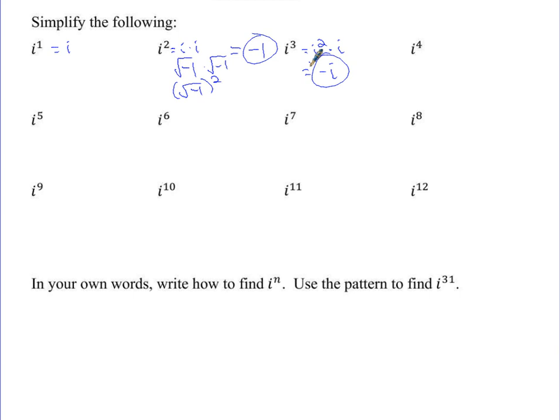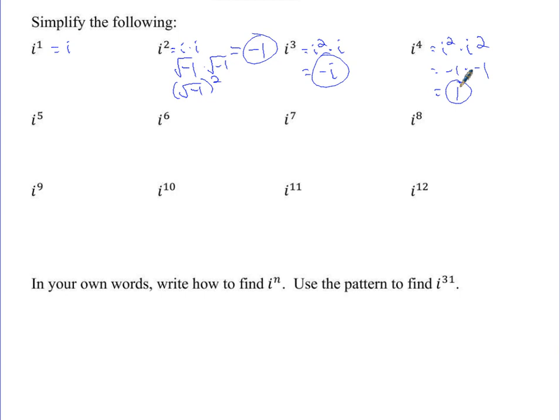i to the fourth power can be rewritten as i squared times i squared. And i squared is negative 1 times negative 1, which is 1. So i to the first power is i. i squared is negative 1. i to the third power is negative i. i to the fourth power is 1.